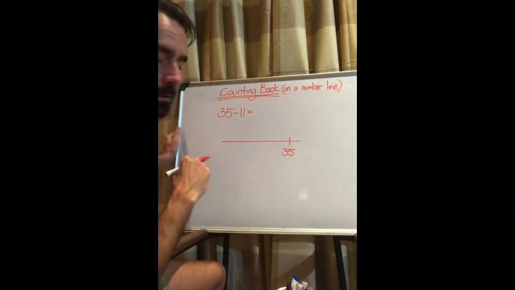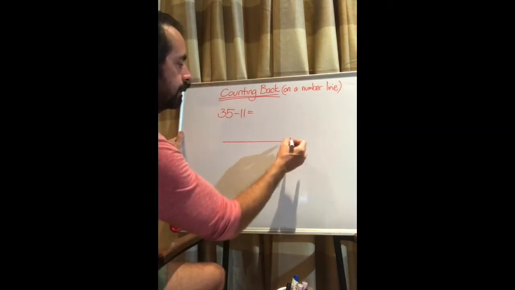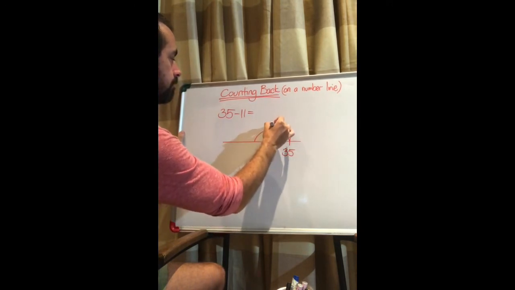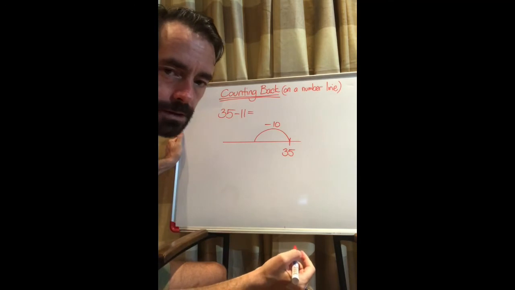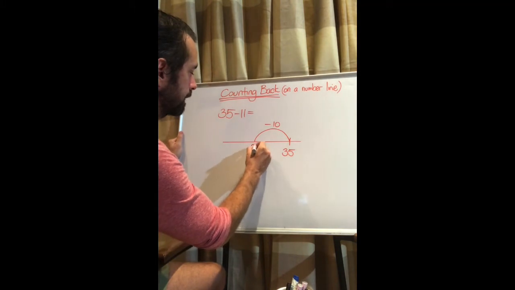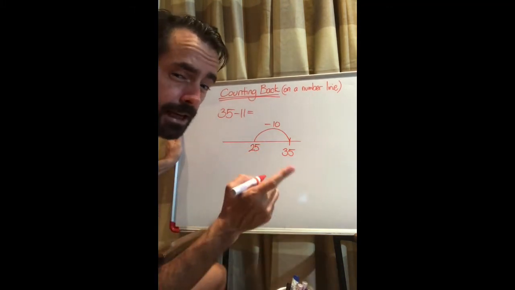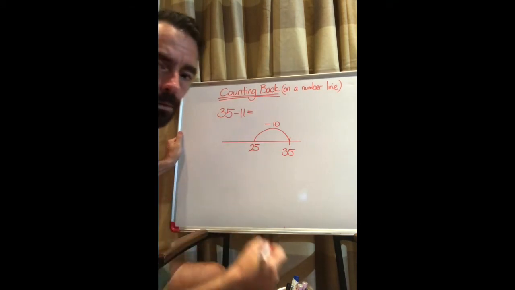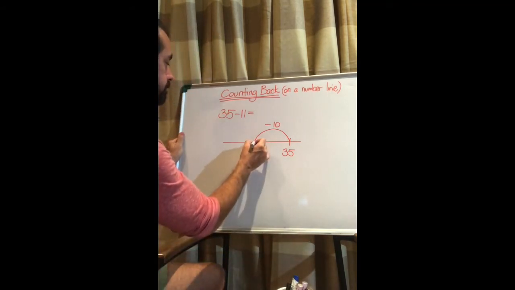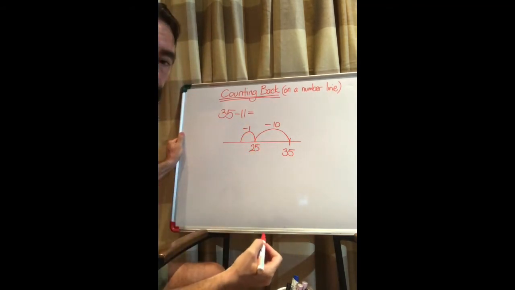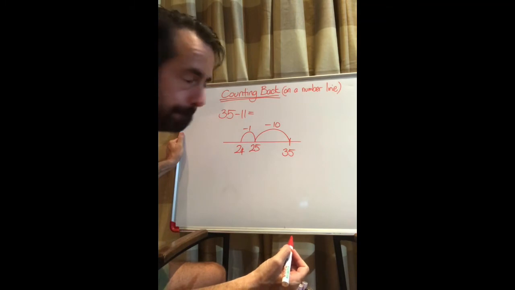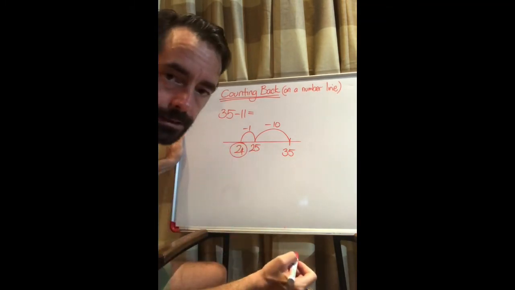All right, so one thing I am confident in doing is taking away 10. Because I know that if you take away 10, the tens place changes, but the units place doesn't. So that's 25. So I've taken away 10. What more do I need to take away? That's right, I need to take away 1. Take away 1. And that leaves me with 24. And that, boys and girls, is the answer.